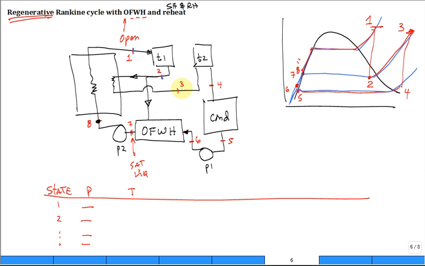Pressure at 3? Intermediate. Pressure at 4? Low. Pressure at 5? Low. I have 2 pumps. That's a clue. Pressure at 6? Intermediate. And it has to be the same pressure as the pressure at 2, doesn't it? Because they're just mixing. At 2 and 6 have the same pressure. So the pressure at 2 is equal to the pressure at 6.